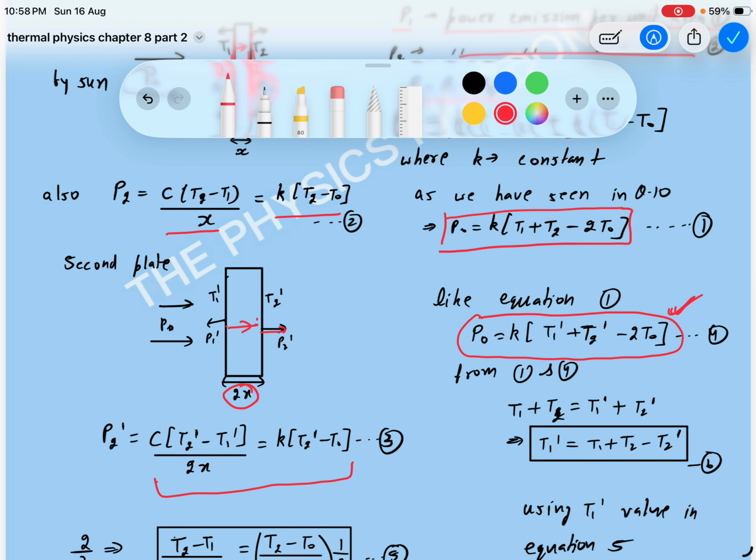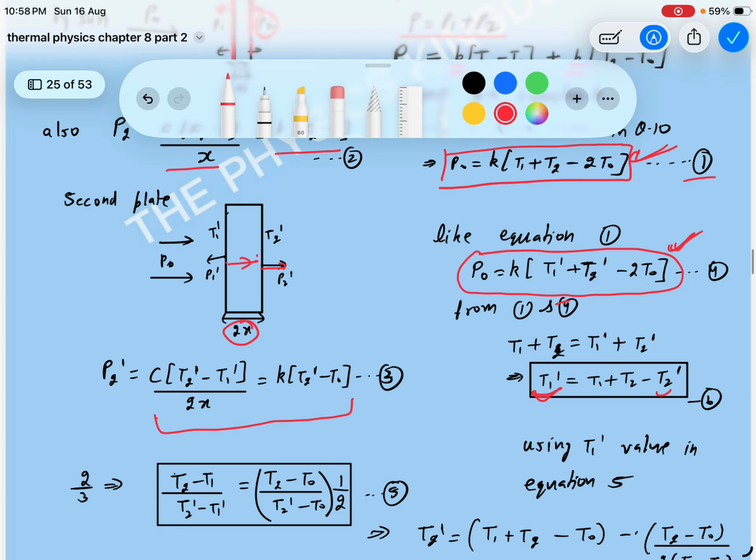Okay, so now from 1 and 4, if you are using equation 1 and 4, what you are getting is T1 plus T2 is equal to T1 dash plus T2 dash, or you can write T1 dash in terms of T2 dash. So you have only two variables, one is T1 dash, other is T2 dash, right? How you are solving these two equations is up to you. Now if you divide equation 2 and 3, you are getting an equation in terms of T2 dash and T1 dash. So this is equation number 5 in terms of T2 dash and T1 dash, and equation number 6 also in terms of T2 dash and T1 dash.